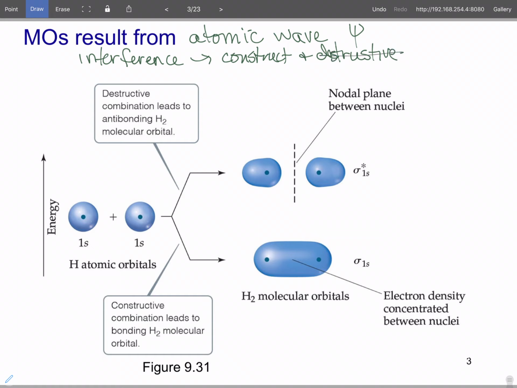Destructive. That is so not spelled right. Destructive. Well, it was spelled right. I just couldn't read it.